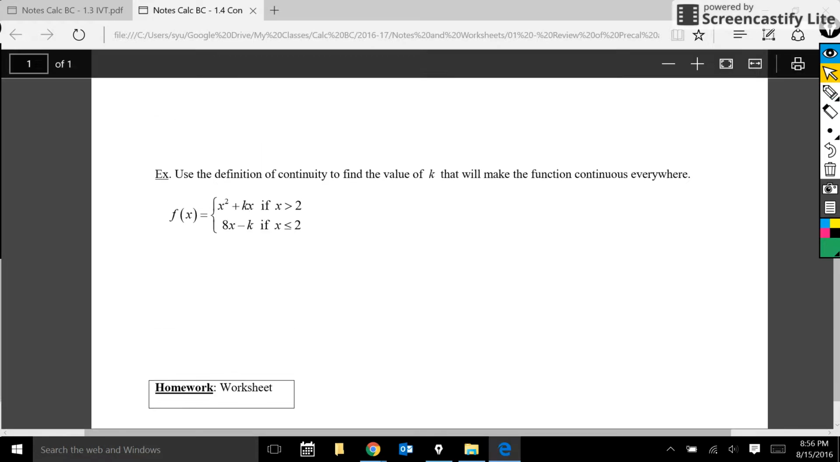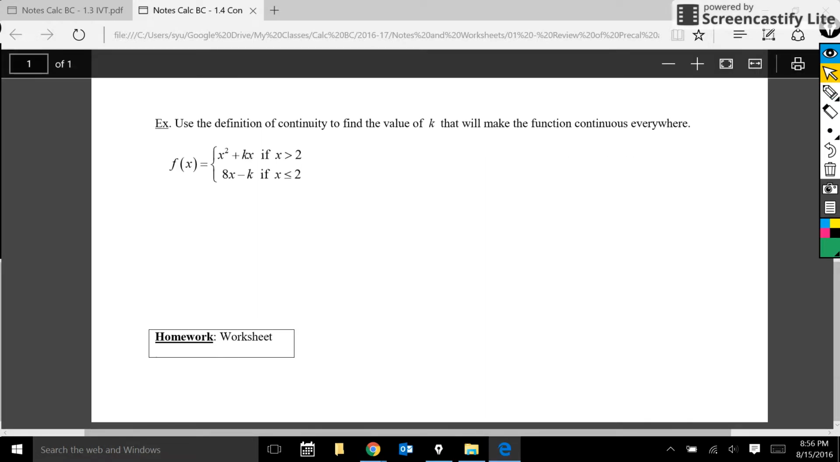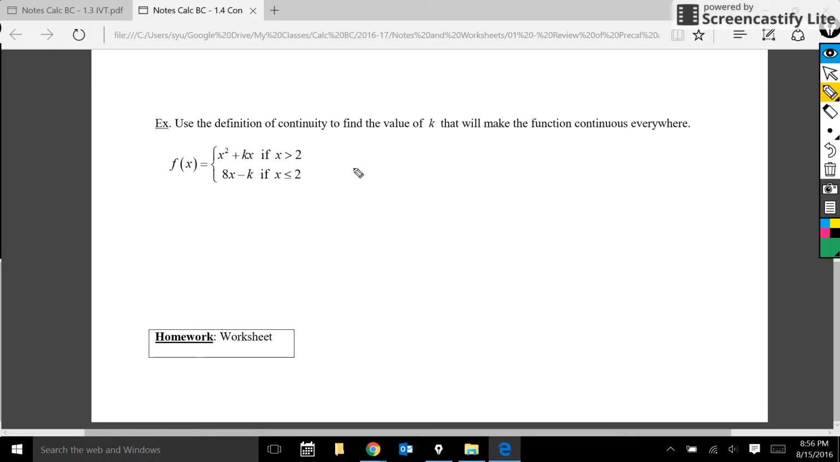All right, last thing, use the definition of continuity to find k. So again, I'm forcing this to be continuous. So I need to use the idea of left and right-handed limits. So I need to evaluate the limit as x approaches 2 from the left of f of x, and from the right of f of x.